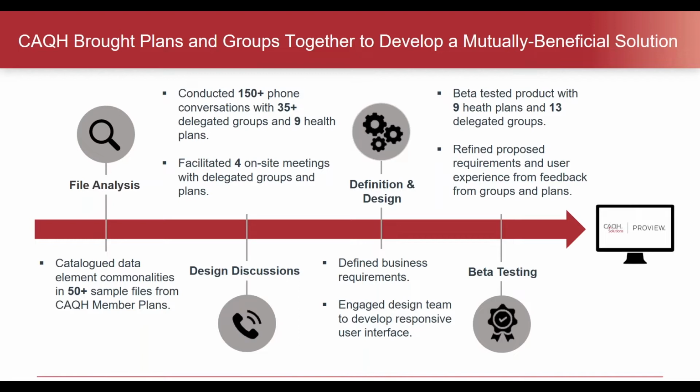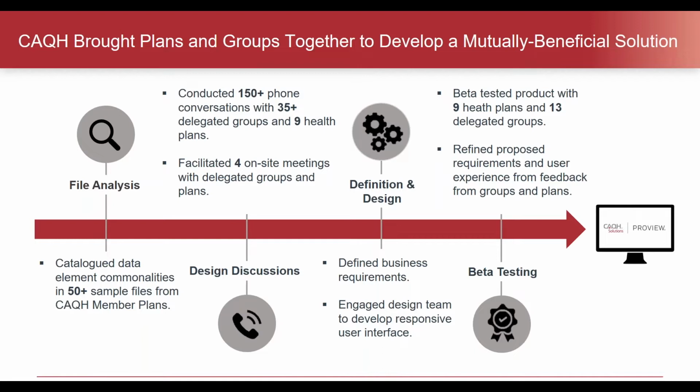So what are their business requirements? What are the values that they need to get from the system so we can make sure that it meets their needs as well? CAQH conducted over 150 phone calls with these groups and has been having ongoing discussions with our member plans to make sure that the design we're about to walk through meets all stakeholder requirements. We also launched a beta this summer with 9 health plans and 13 delegated groups to allow these stakeholders to interact with the solution and further refine it to meet everyone's needs before our market launch today.